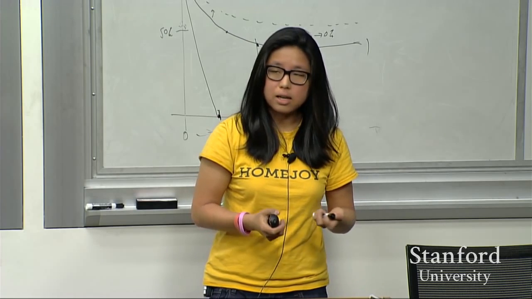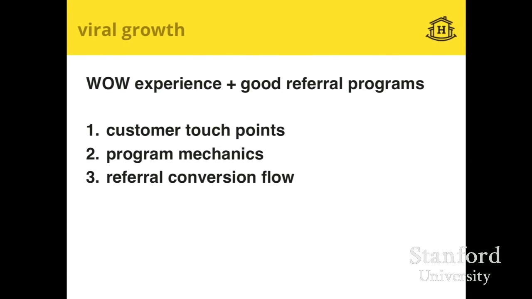Second is program mechanics. The most common thing I've seen is $10 for $10. That is, you get $10 if you invite your friend and they use it and they get $10. You should try different types of mechanics and optimize for whatever works for you. It could be $25 for $25. It could be $10 for $0. It could be many of these things.